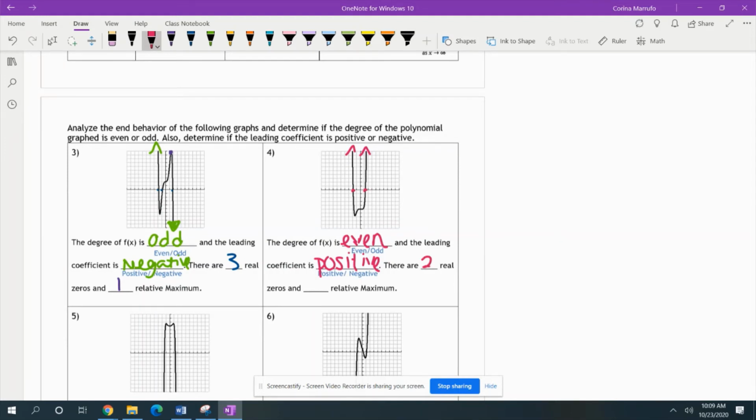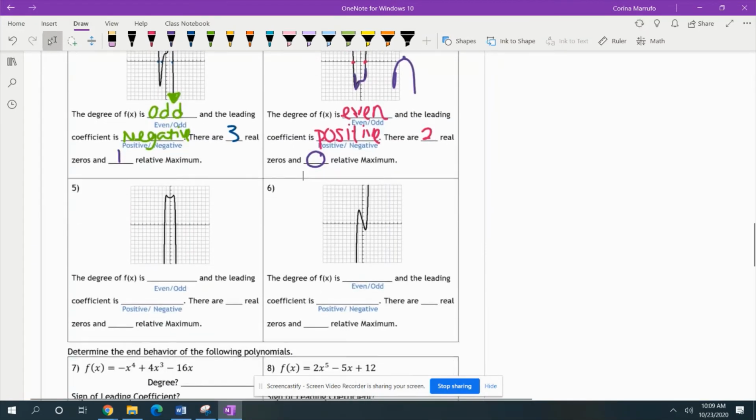And blank relative maximum. So we're going to look for a little peak or a little top of the hill. If we look here, our graph goes down, and then it goes up, and then up again. So it doesn't even look like it has any maximums because it never reaches a little swoop like that. And we don't see that. So it has 0 relative maximums.